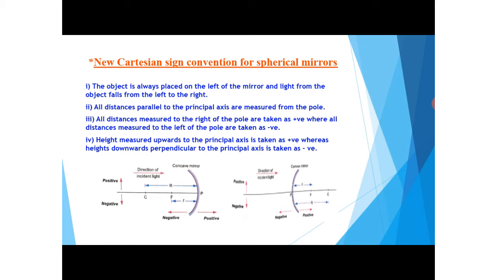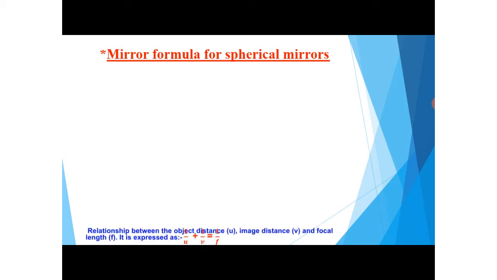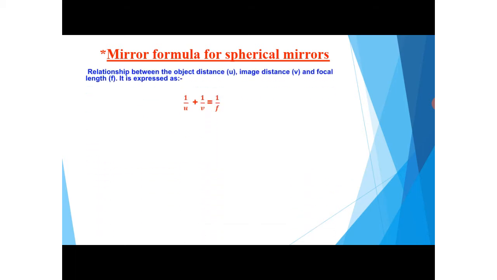So after these sign conventions, we'll find a rule to figure out the relation between the object, the image, and the focal length. That relation between the object distance, the image distance, and the focal length of a given mirror is known as the mirror formula for a spherical mirror. So what is a mirror formula?